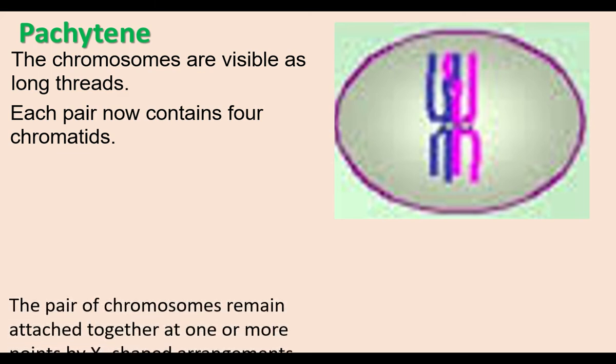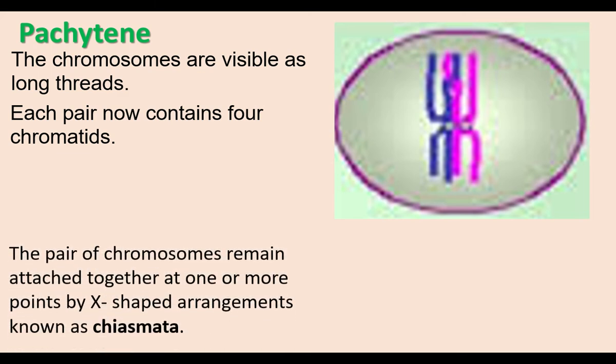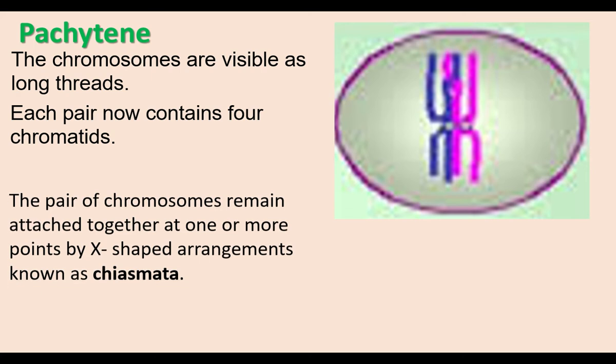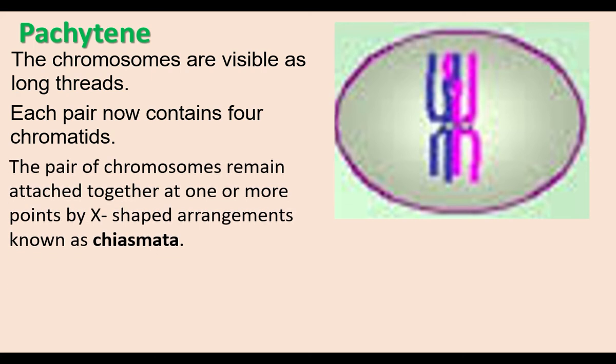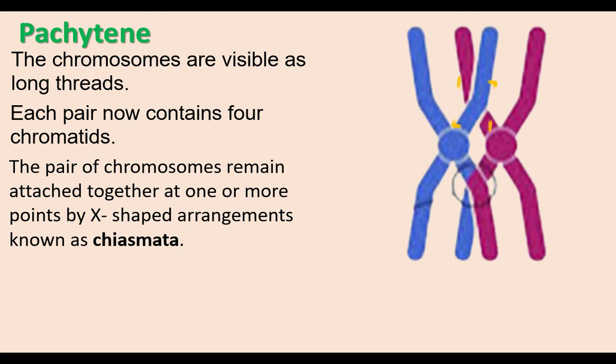The pair of chromosomes remain attached together at one or more points by X-shaped arrangements known as chiasmata. The chromosomes are attached at certain points. These attachment areas are called chiasmata. The chiasmata appear X-shaped.